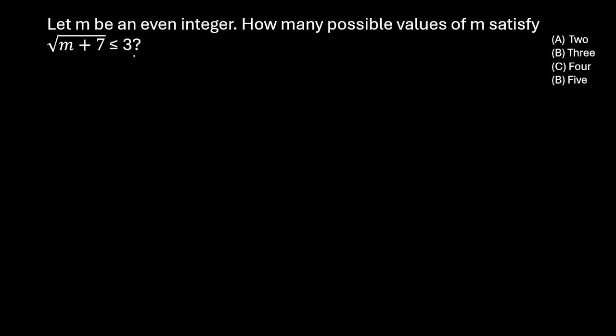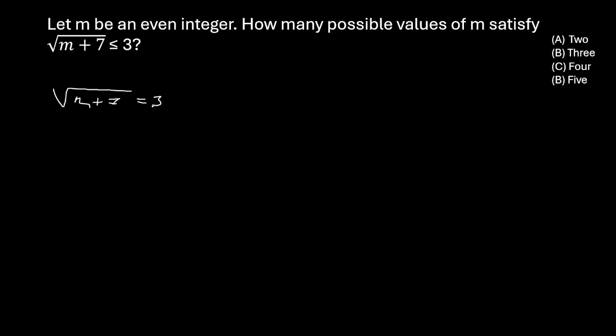If you want to give this problem a try, pause the video. Let's see how we can solve this. So, well, first of all, we could look at the possibility that they are equal. So, the square root of m plus 7 would be equal to 3.